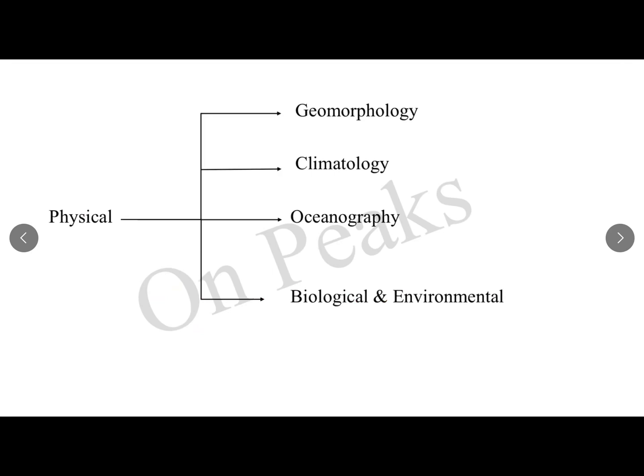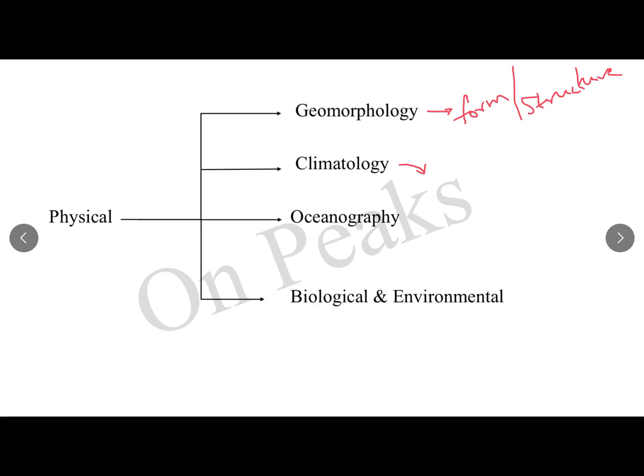If we explain physical geography in detail, it can be divided into 4 other major components. They are geomorphology, climatology, oceanography, and biological and environmental geography. Coming to geomorphology, it is nothing but the study of form or structure of the earth. It describes the form or the structure of the earth.